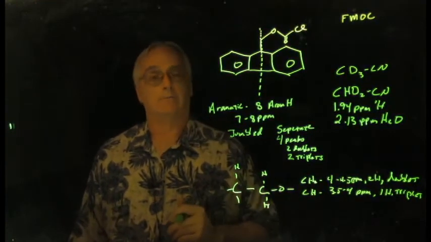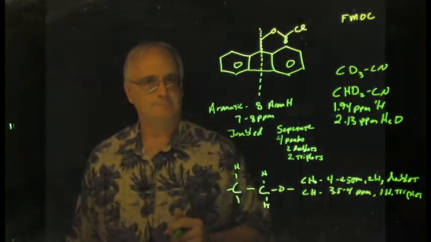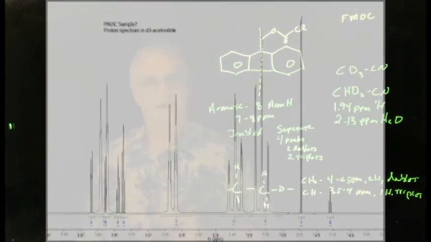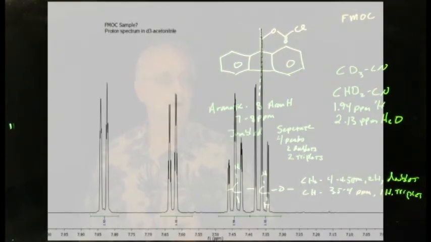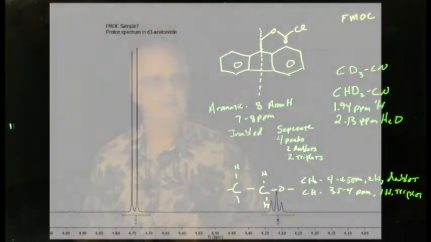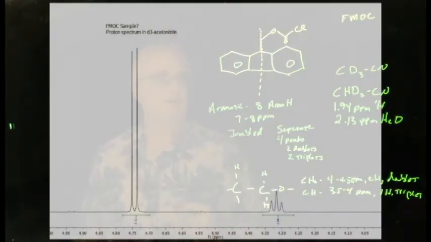And so we bring up the proton spectrum one more time. And sure enough, in the aromatic region, it does integrate to a total of 8. It is actually nicely separated. Each of these peaks integrates to 2. There are 2 doublets. There are 2 triplets. Nicely separated from each other here. In the aliphatic region, sure enough, we see a doublet. This one's at about 4.6 ppm. And then we see the triplet.